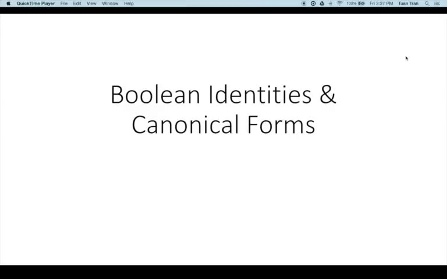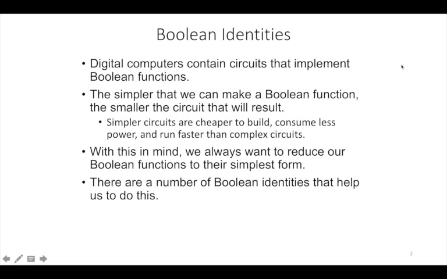In this video, we talk about Boolean identity and canonical forms. Boolean identity: we know that a digital computer contains circuits that implement Boolean functions.